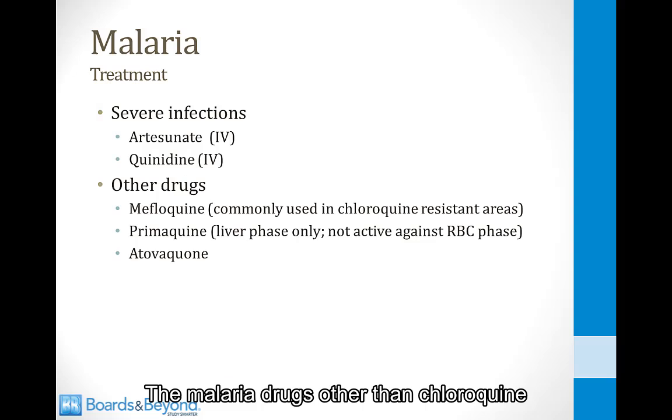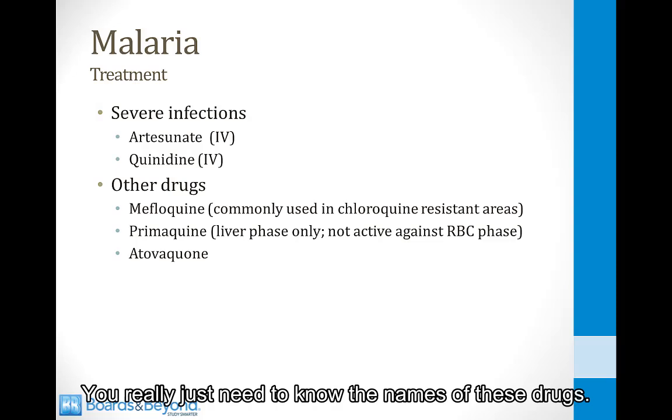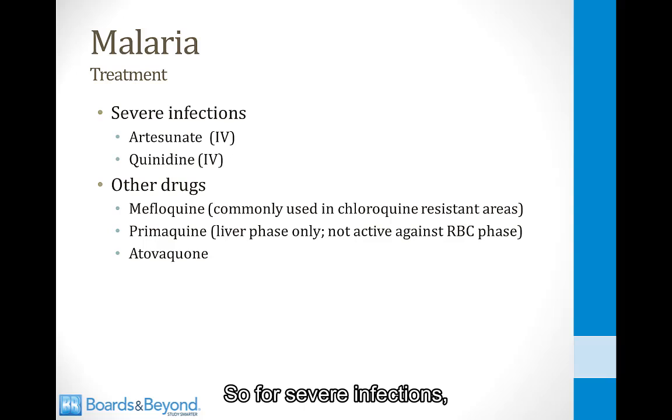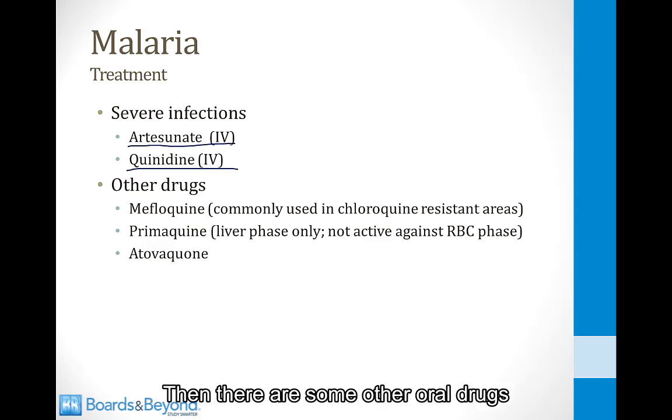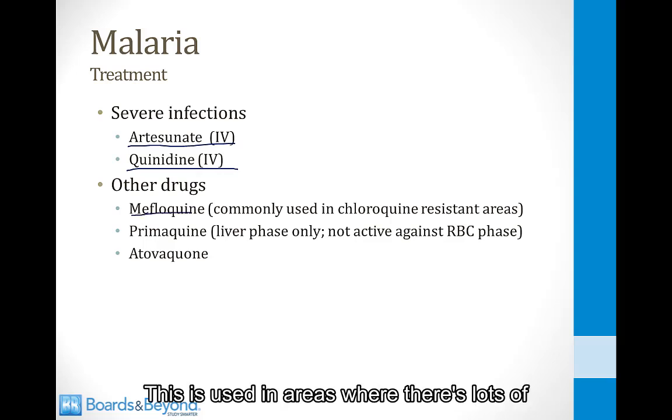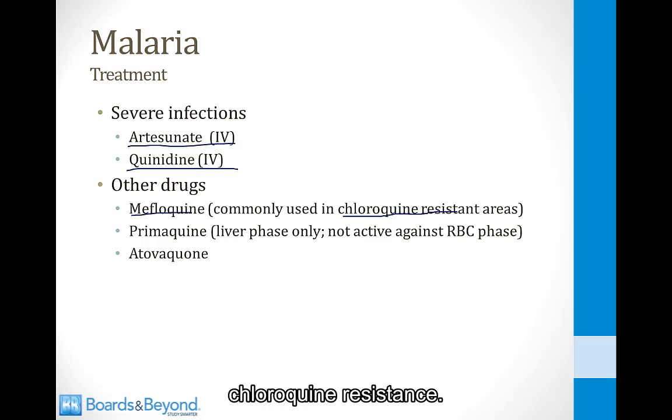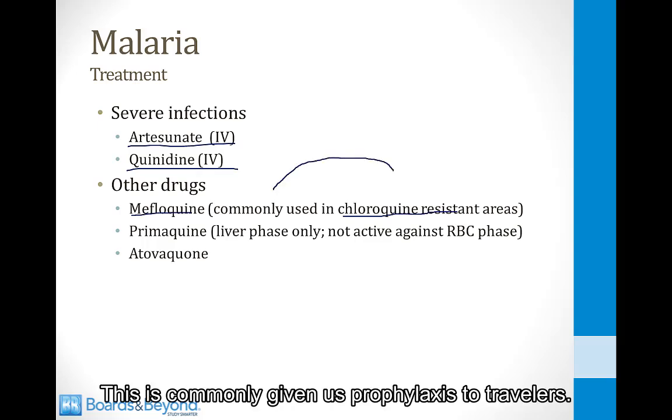The malaria drugs other than chloroquine have complex mechanisms that you don't need to know for Step 1. You really just need to know the names of these drugs. So for severe infections, there are two IV drugs you can use. First is artesunate and the other is quinidine. Then there are some other oral drugs that are commonly used to treat malaria. One of them is called mefloquine. This is used in areas where there's lots of chloroquine resistance. This is commonly given as prophylaxis to travelers.